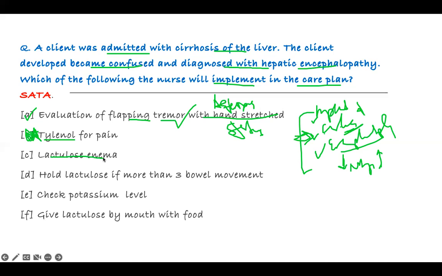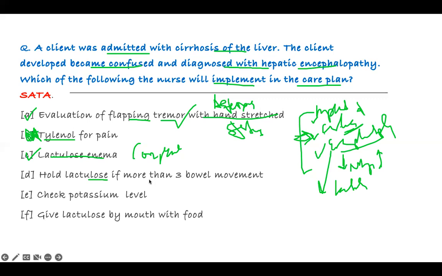Lactulose enema. Does it meet any of implement, cirrhosis, encephalopathy? Yes, I see the encephalopathy treatment is lactulose. And therefore, you can give lactulose in oral form or in enema form. Those are the two forms. So they can take it by mouth or as an enema. So we give it to them.